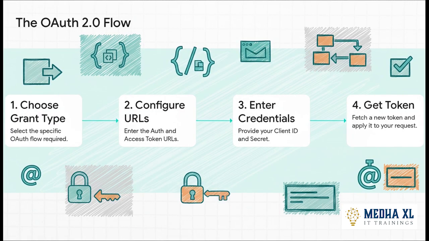Okay, OAuth 2.0. I know, this can look a little intimidating at first glance, right? But honestly, Postman makes it a piece of cake. It really just boils down to these 4 steps. You pick your method, you plug in a couple of URLs and your credentials, and you click a button. Postman does all the heavy lifting in the background and just hands you the token you need.